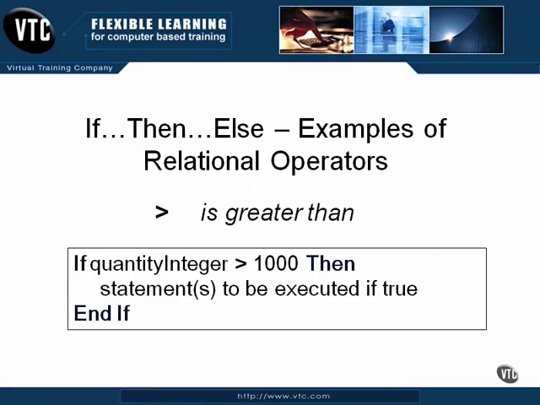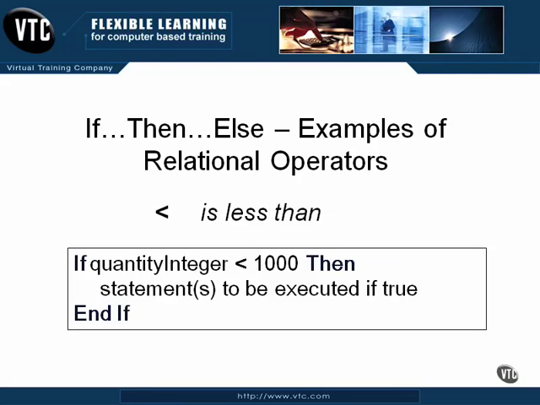The is greater than symbol might be used in a line of code such as: if quantity integer is greater than 1000. Then, on the next line, you would enter the statement or statements that you would like to be executed only if that condition is true. That is, for any quantity integer value that is greater than 1000. Take note that a quantity integer of exactly 1000 would not be executed here, because 1000 is not considered greater than 1000. So only those quantities greater than 1000 would be executed.